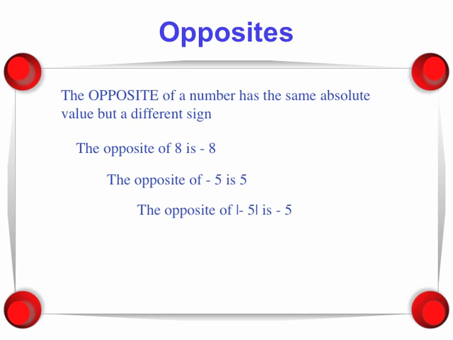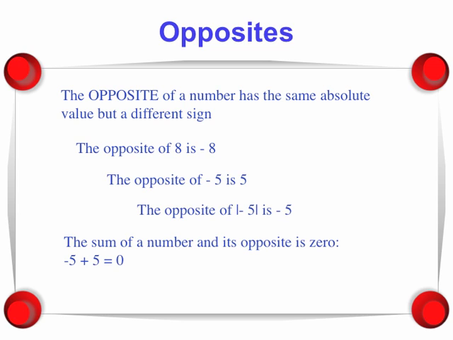The opposite of the absolute value of -5 is -5. How does that work? Well, look at the expression, the absolute value of -5. If you take the absolute value of -5, what you get is +5. And the opposite of +5 is -5.